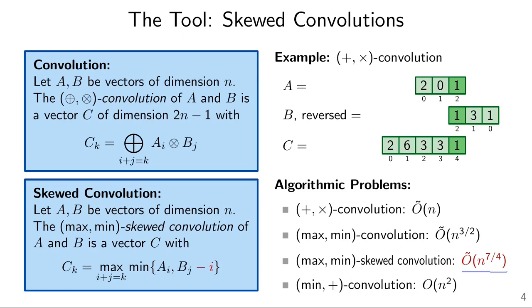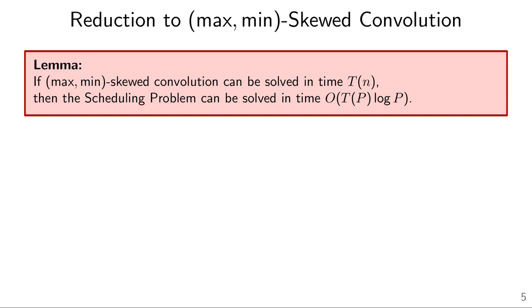I will now continue to first give you the reduction from the scheduling problem to this intermediate problem, and then show you how to actually obtain this improvement. Okay, here's the precise lemma of the reduction from the scheduling problem to the max-min skewed convolution problem. Suppose that we can solve max-min skewed convolution in time T(n). Well, then we can solve the scheduling problem in time T(p) with an additional overhead of log p.